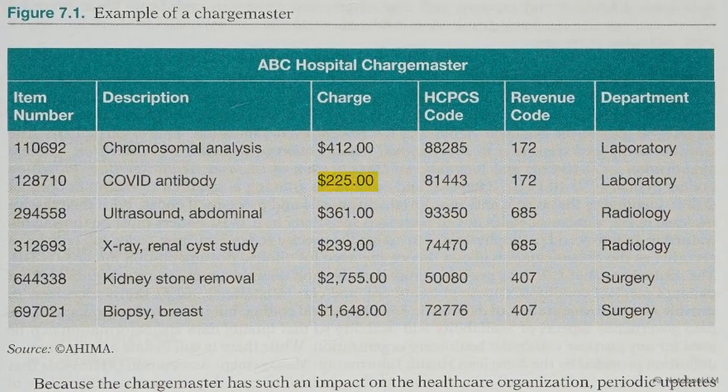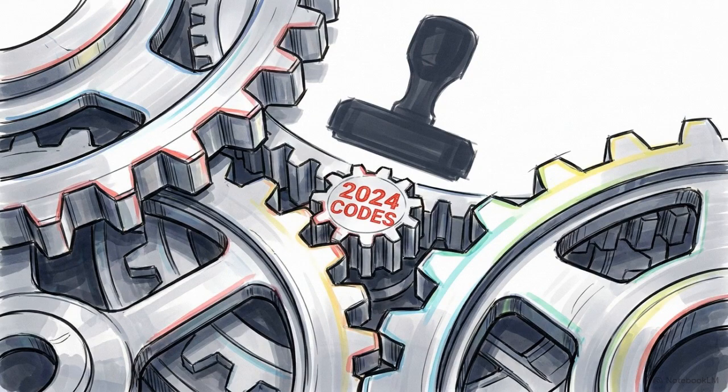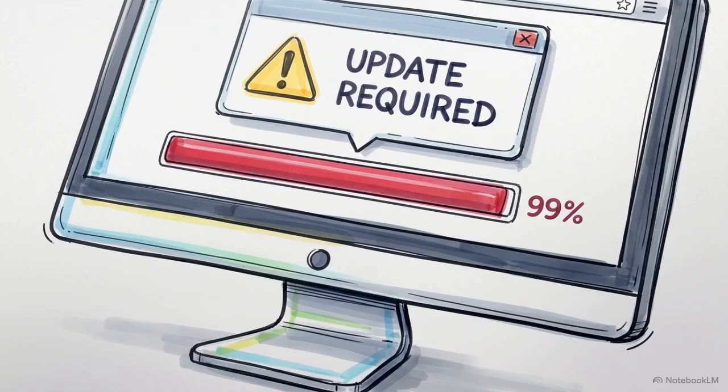of $225. That $225 charge flows out of the charge master, posts to the patient accounting module, and registers in the general ledger. The vulnerability in this automated revenue engine is its rigid reliance on exact classification codes, which are updated annually by federal and medical authorities. If the ChargeMaster software is not updated on a strict schedule, the hospital will submit outdated codes.